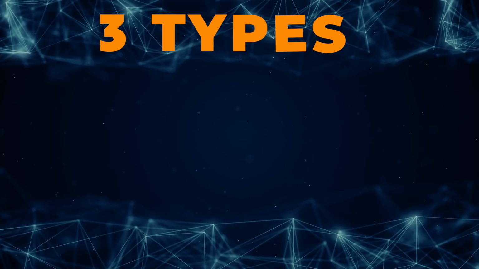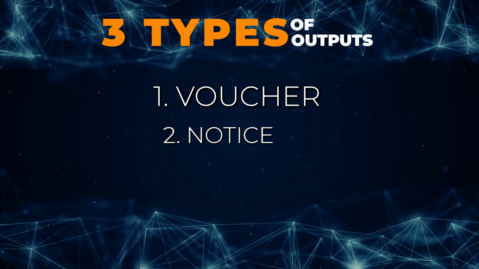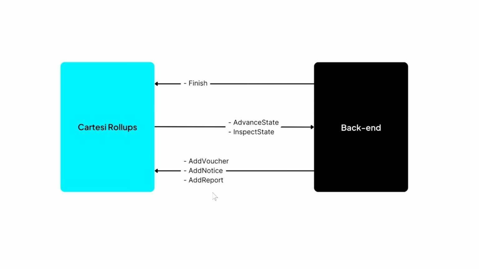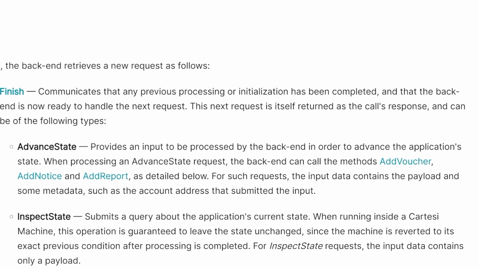The 3 types of outputs it can create are a voucher, a notice, and a report. We've already touched a bit on notice and reports. Voucher we'll touch on in a second.